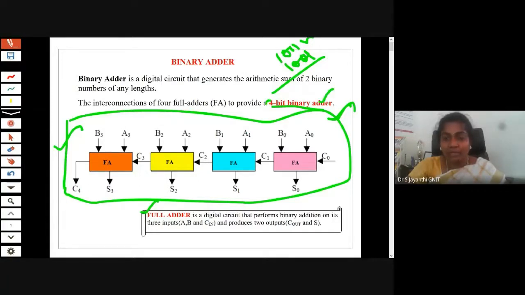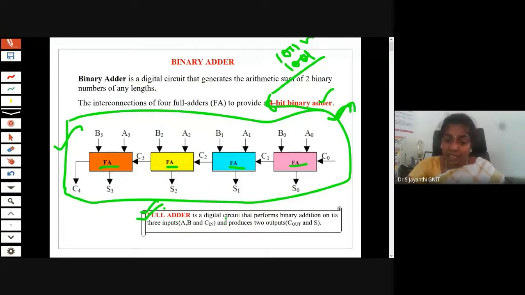An 8-bit binary adder is capable of adding two 8-bit numbers. So in this example, which circuit is shown? A 4-bit binary adder. How is it constructed? By interconnecting four full adders. Now let's see what a full adder is. A full adder is a digital circuit.